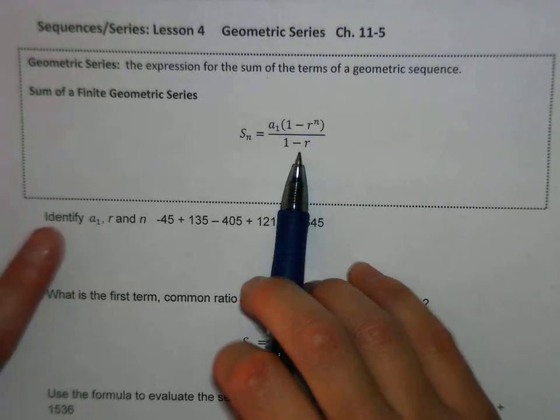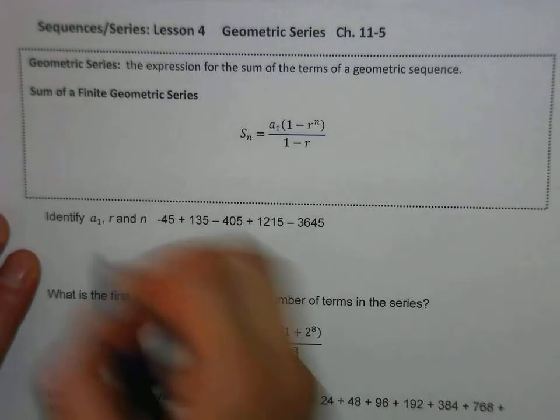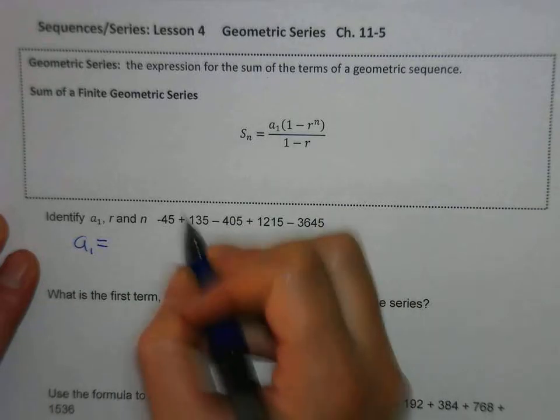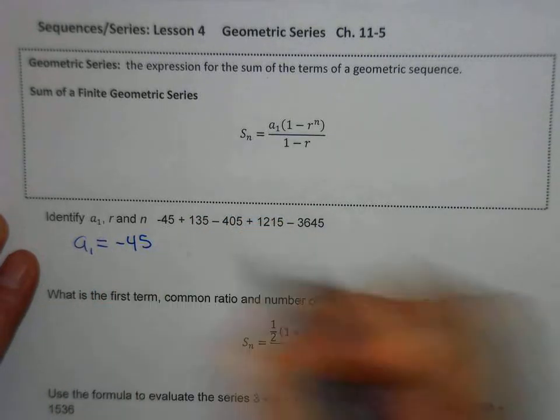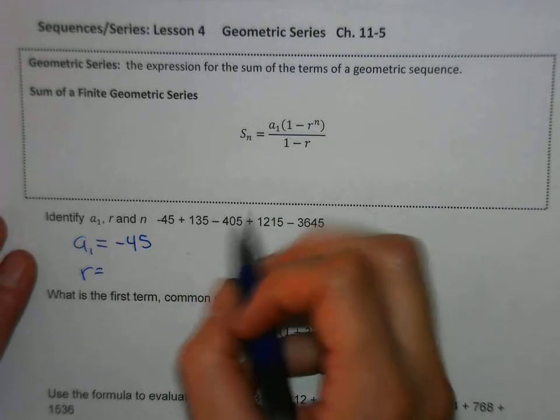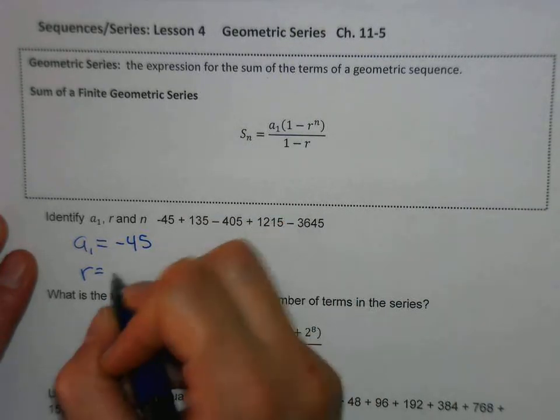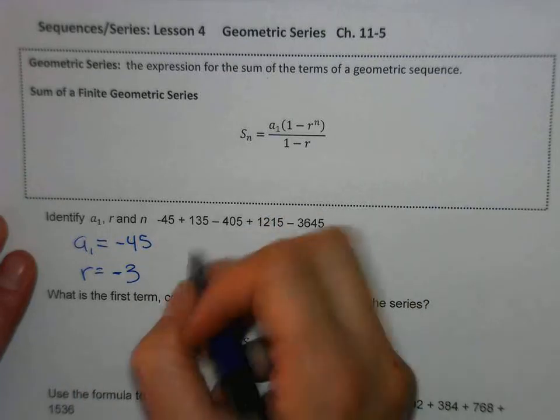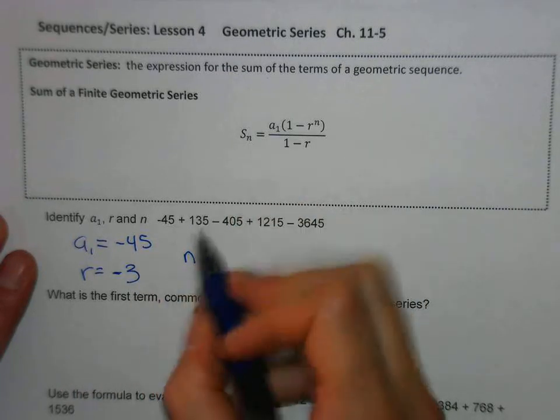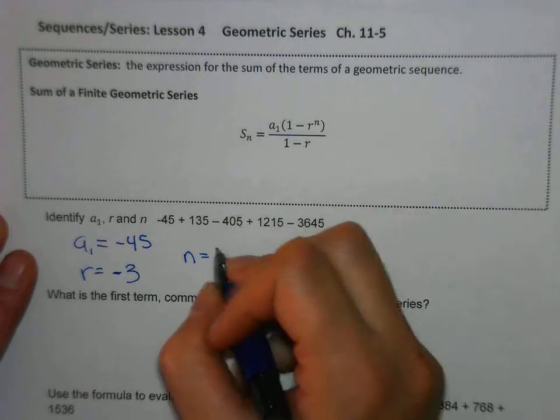So in this problem, let's identify our first term. Our first term is negative 45. Our ratio, meaning what we are multiplying each one by, in this case is negative 3. And our number of terms would be 1, 2, 3, 4, 5 terms.